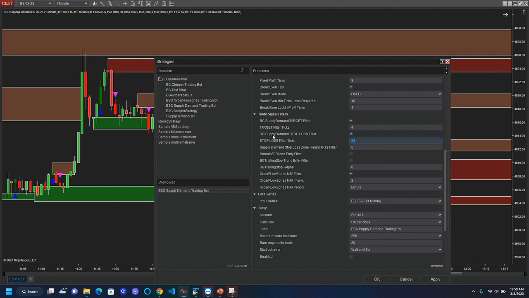So the supply and demand stop loss filter is checked, and by providing a number, you are telling the bot that if the current price is more than 24 ticks from the demand stop loss, do not take the trade, just ignore it. And the same way on the contrary, if the supply and demand target filter is checked, whatever number you mentioned works the same way. Here we have 8 ticks, so the condition is satisfied, but this one did fail here, but it did succeed here.